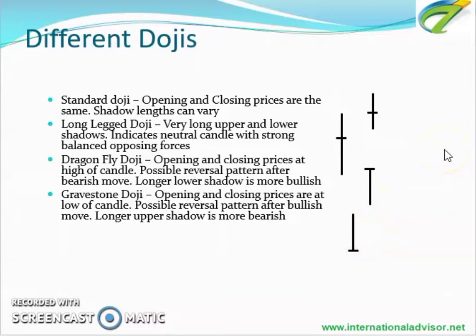Dragonfly dojis: opening and closing prices are at the high of the candle, possible reversal pattern after a bearish move, like this. Longer lower shadow is more bullish. Gravestone doji: opening and closing prices are at the low of the candle, possible reversal pattern after a bullish move. Longer upper shadow is more bearish.